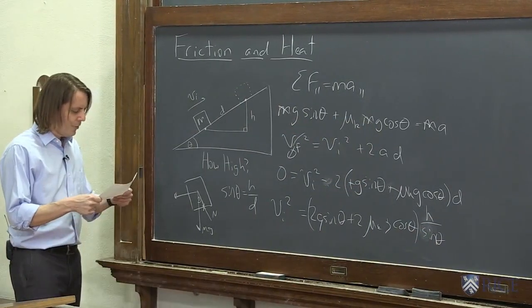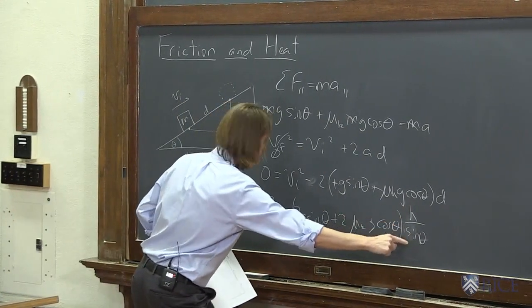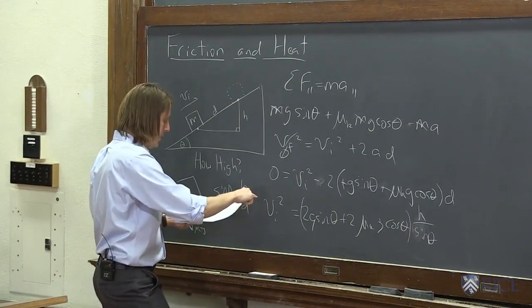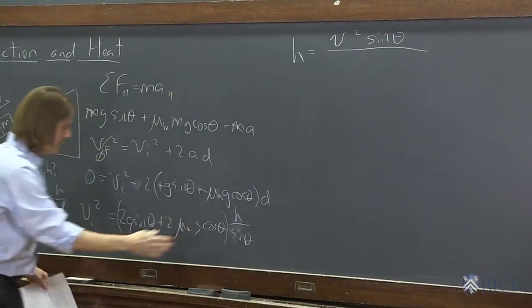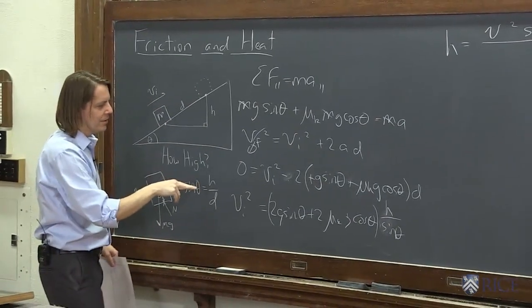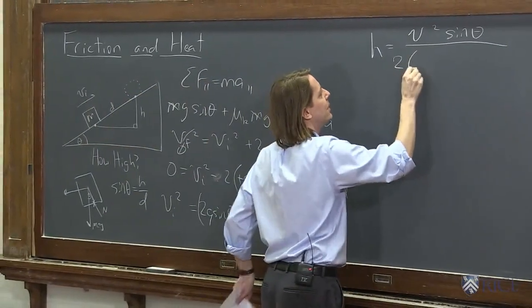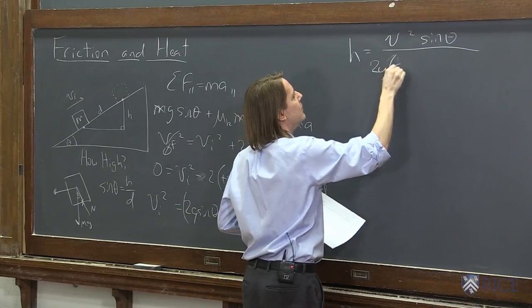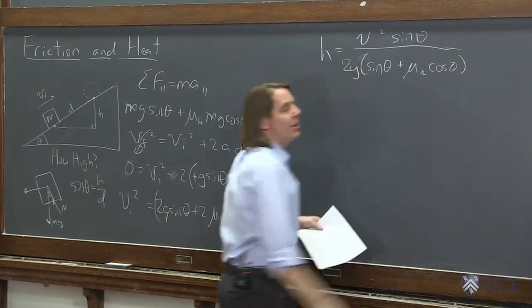Very nice. So now, if we bring all this together and solve for h, we bring the sine theta up to the top, so vi squared sine theta is in the top, and this whole mess goes down here in the bottom: 2g sine theta plus 2 mu k g cosine theta. Let's pull out the 2, and let's pull out the g: g times sine theta plus mu k cosine theta. And there we have the height.